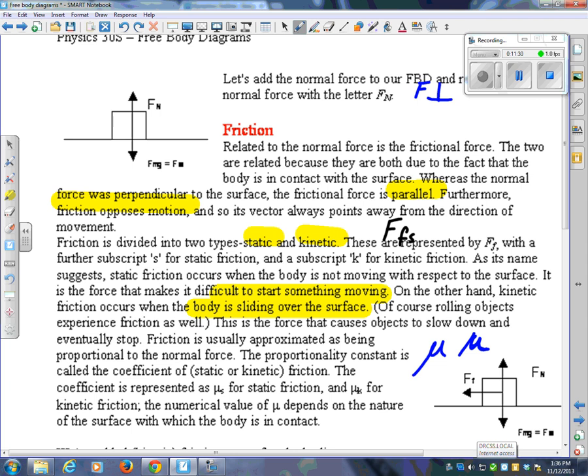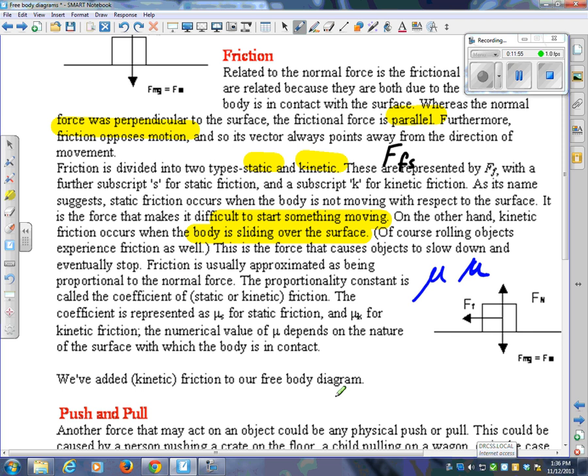Mu s is for static friction. Mu k is for kinetic friction. Mu is generally, I hesitate to use the word always, generally less than 1. If you get a mu value bigger than 1, that's a lot of friction. The numerical value of mu depends upon the nature of the surface with which the body is in contact. And more on that in a couple of days. This is just sort of an introduction.